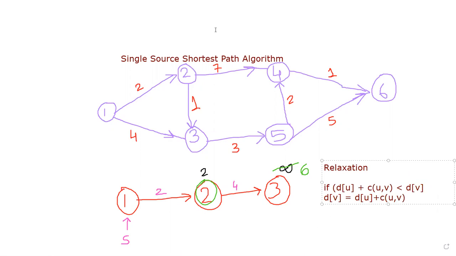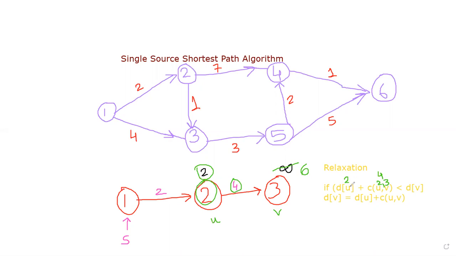Here, suppose your u is this one, and your v is this one. You just check: what is d of u? The cost of u. This is 2. So you have to write here 2. And c of u comma v is the weight given on that edge u comma v. U is your 2 and v is your 3, so 2 comma 3. That is the weight. So 2 plus 4.